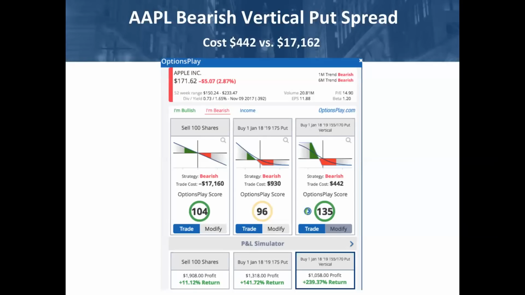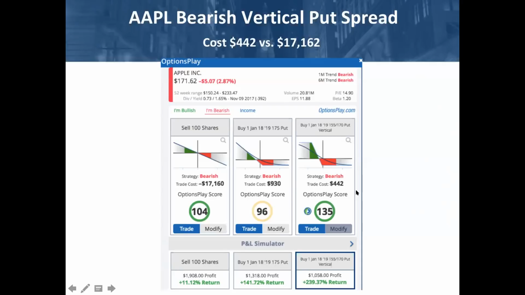So instead, if I was going to put on a position in Apple, and I would only do this on strength, vertical put spread. For $442, you can buy the 170 put this morning, which was slightly out of the money. You'll be able to put this on at a better price if the market rallies. Sell the 155 put against it. Amazingly, you can do that for $442 per 100 shares with huge profit potential. So this gets a 135 rating in options play.